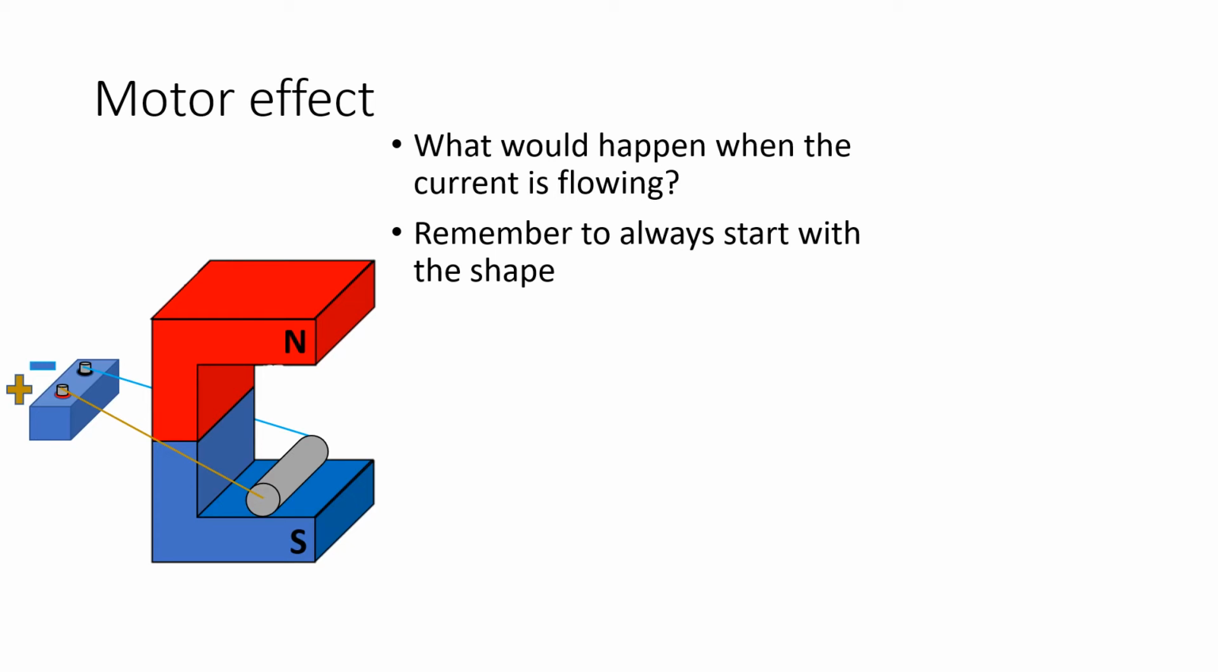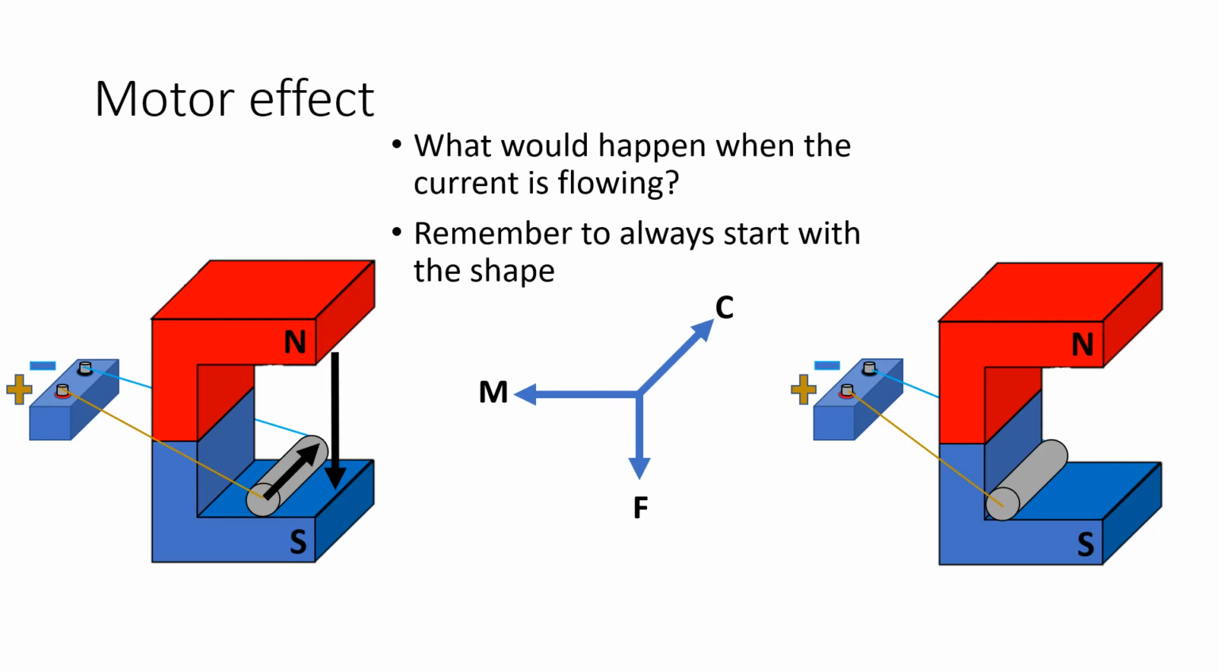If you line up your fingers appropriately, your first finger is the magnetic field line, which is pointing straight down from north to south. Your second finger is the current, which is going into the screen and is labeled C. When you line those up, you will find that the motion will move the metal bar further in towards the magnet, so it will move to the left.